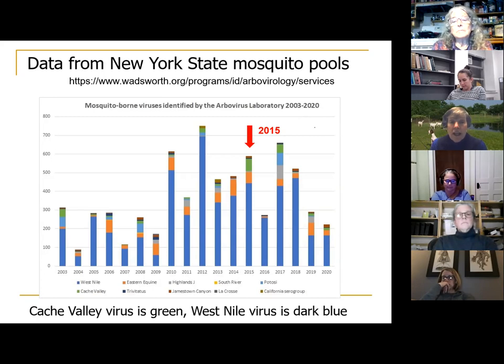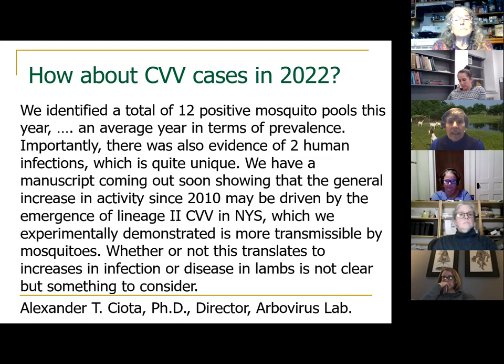Yesterday, I'd gotten no answer, so I sent the same email again. And today, I got an answer, which I think the grad student in Canada will be quite interested in, because these folks, Dr. Ciotta, is actively studying Cache Valley virus. He's had 12 positive mosquito pools this year, and he thinks that's pretty average for how many they get.